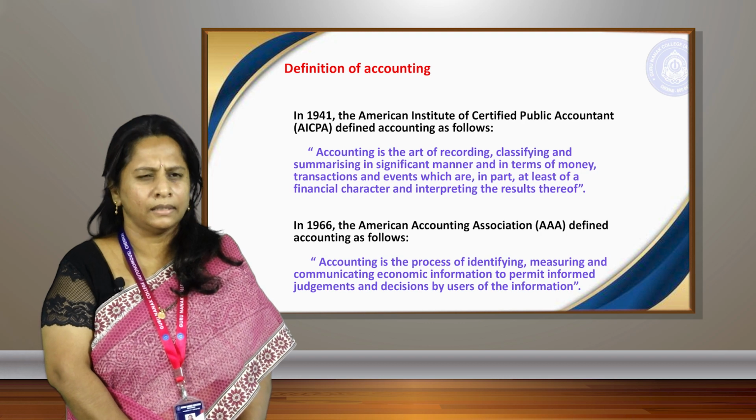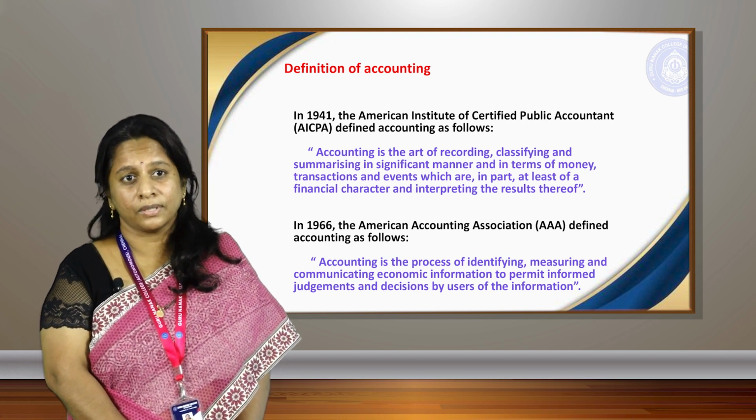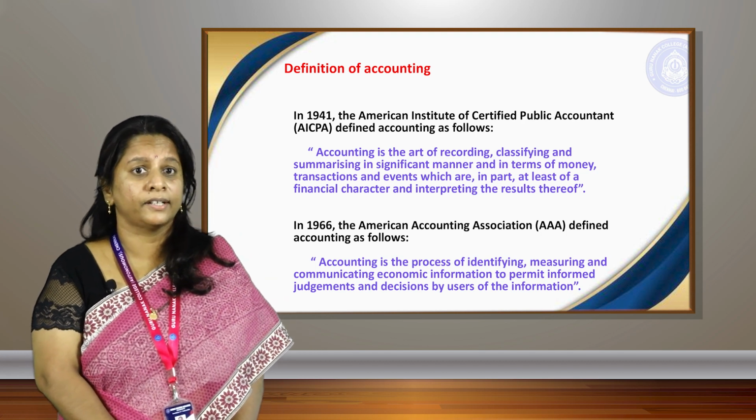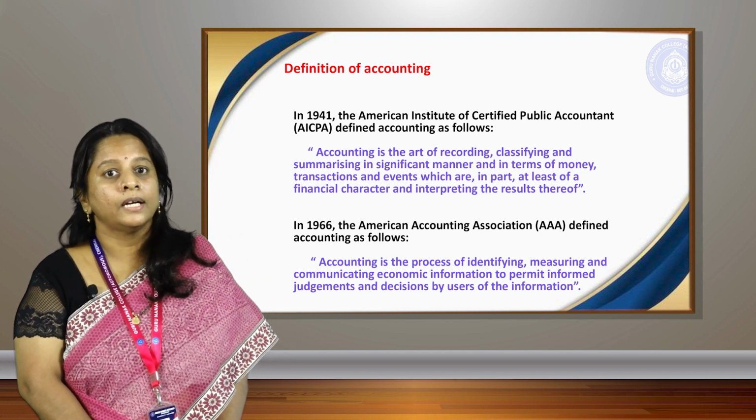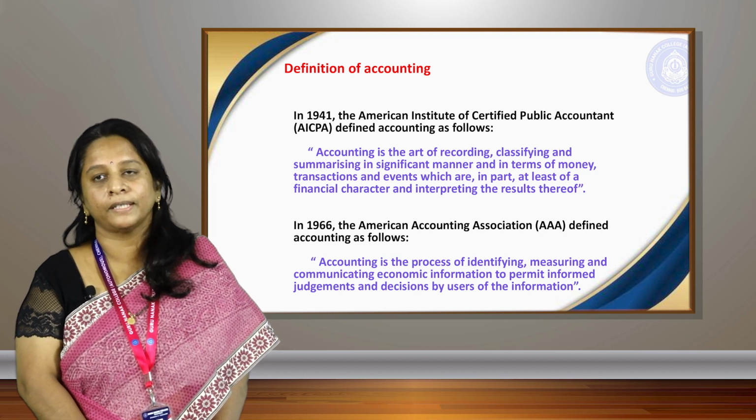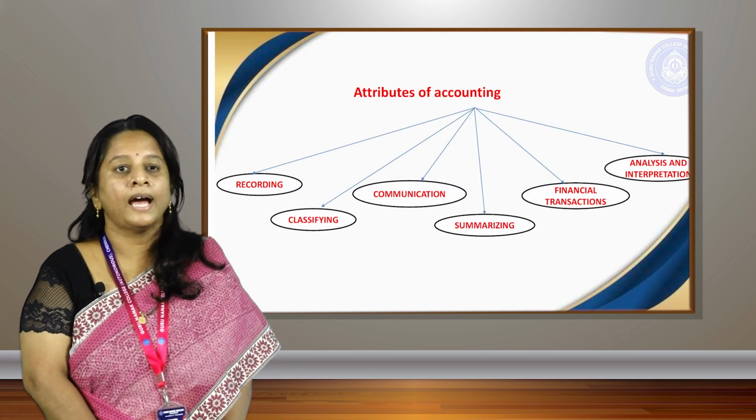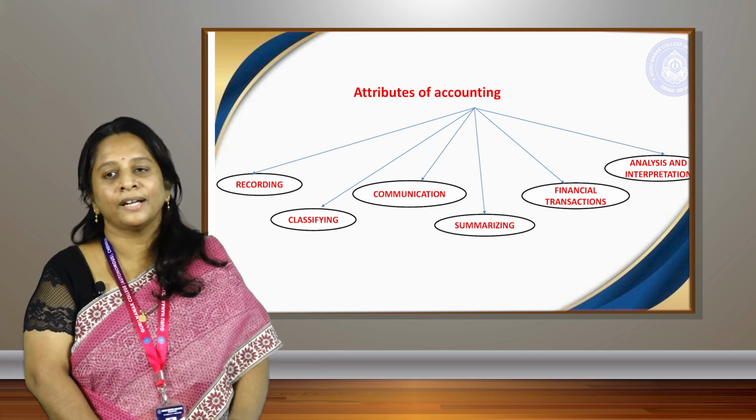AAA is nothing but the American Accounting Association. It's a process of identifying, measuring and communicating economic information to permit informed judgments and decisions by the users of information. This was developed in 1966. Attributes of accounting: so many attributes are there.